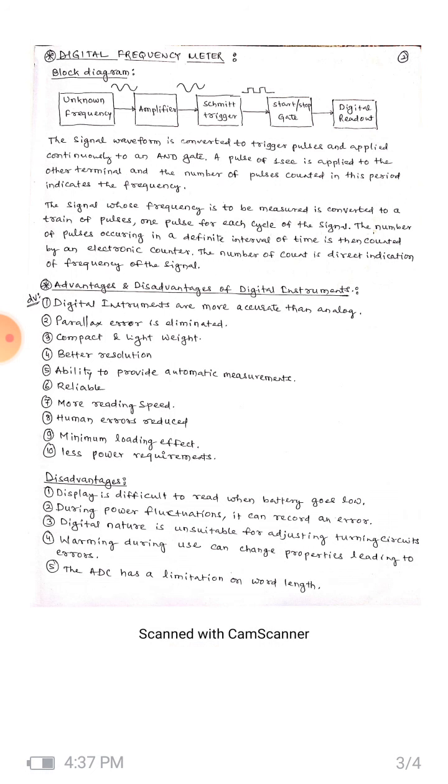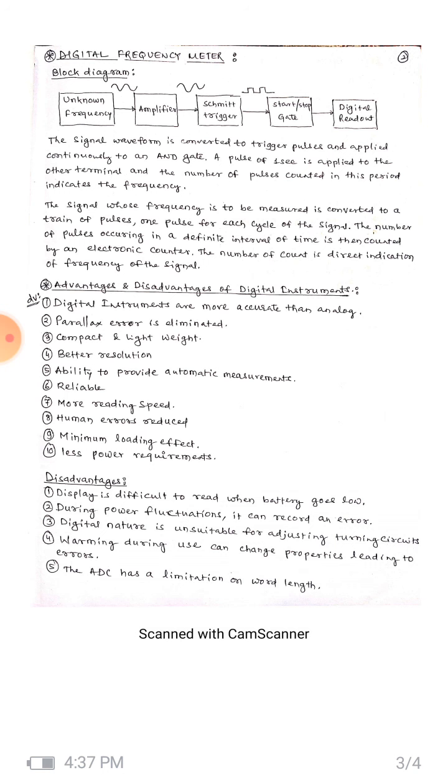And next we are going to discuss some of the advantages and disadvantages of digital instruments. As we compare digital instruments with analog instruments, we basically get more advantages. So we discuss one by one what the advantages of the digital instrument over the analog instrument are.